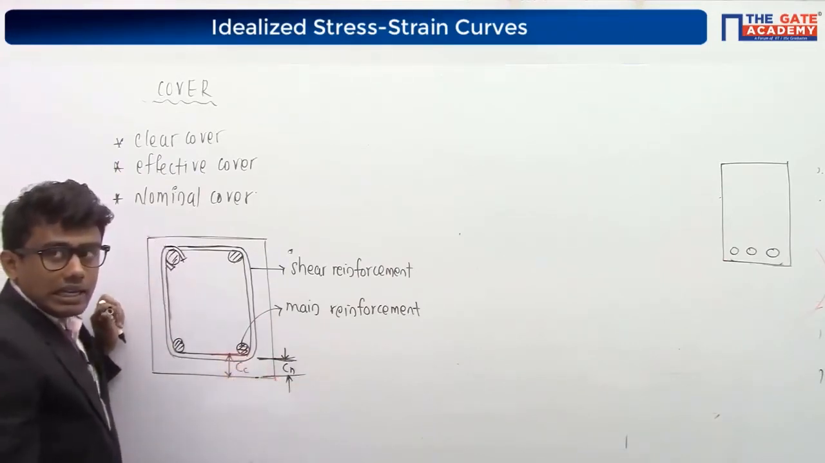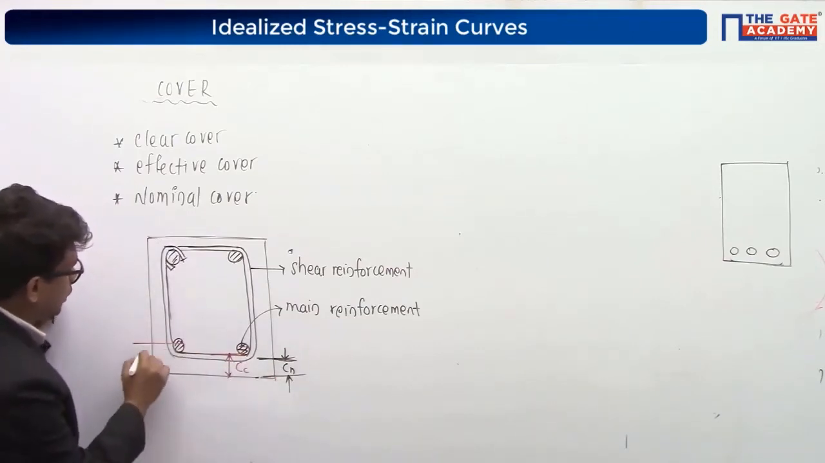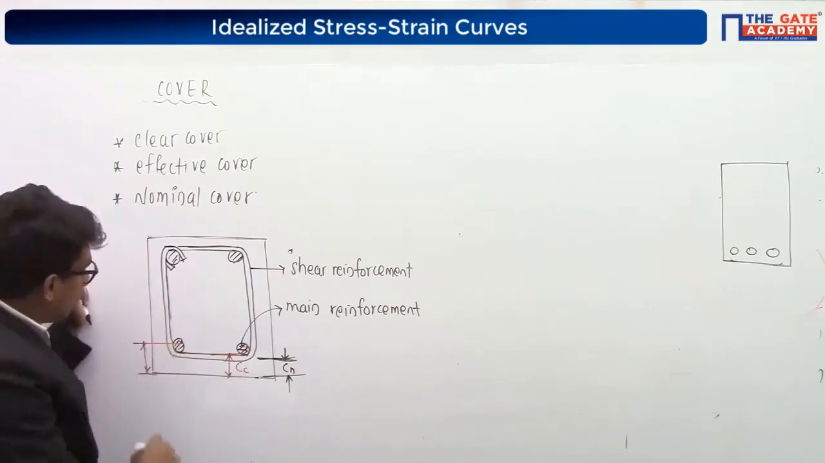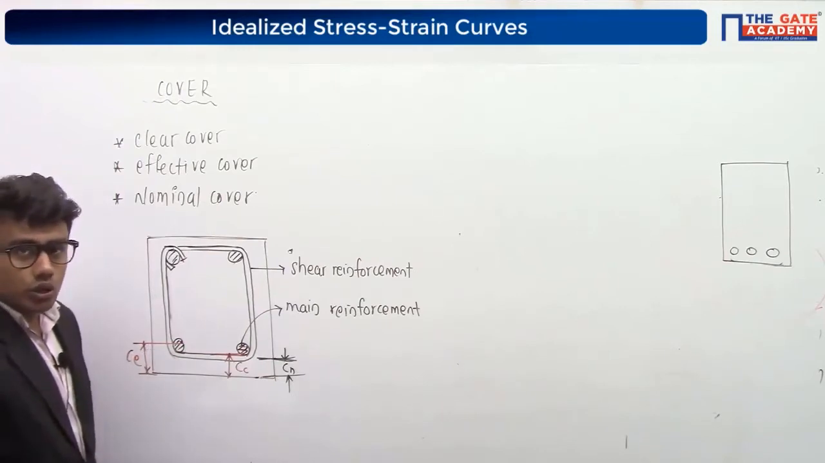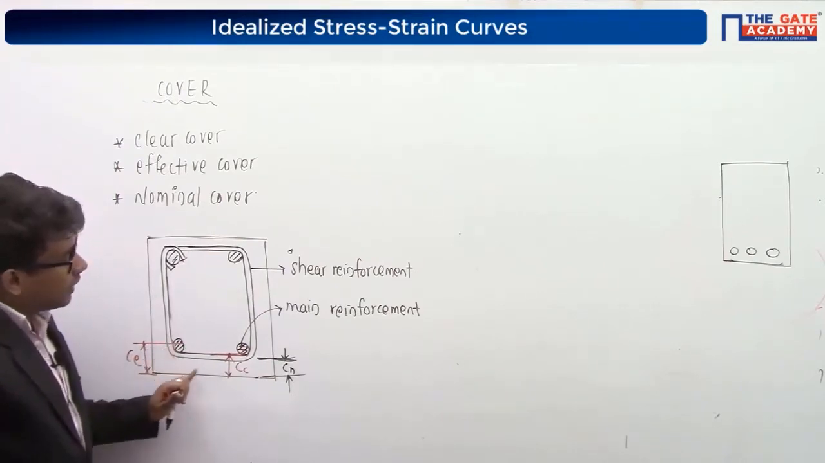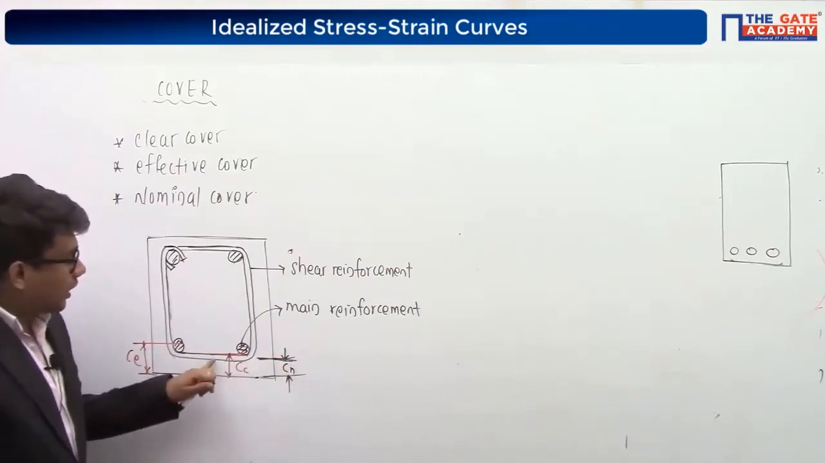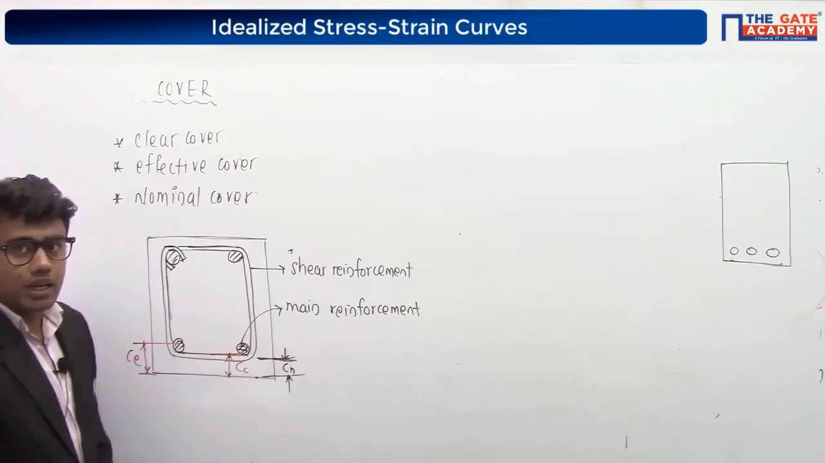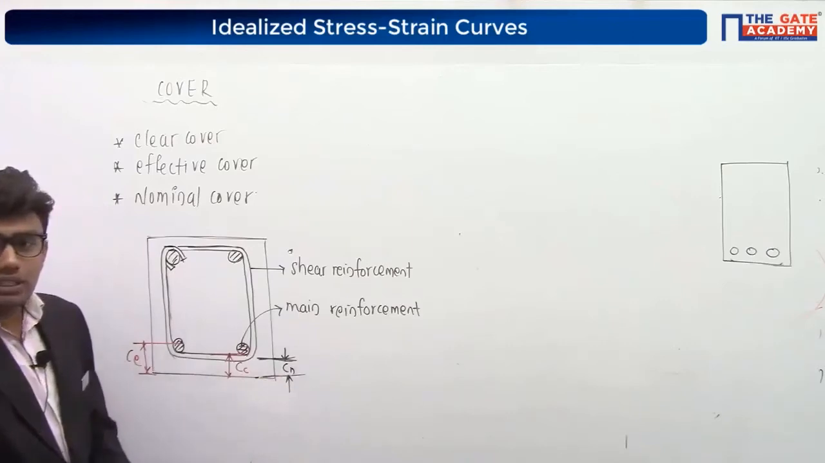It is called clear cover. One more is very common, and you might know about this: the distance from here to the center of our reinforcement is called effective cover. You should know this. This is called effective cover, this is called clear cover, and this is called nominal cover. If you are not providing shear stirrups, the clear cover and nominal cover will become the same.